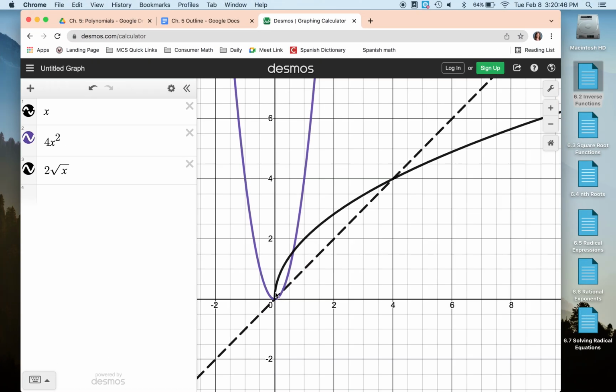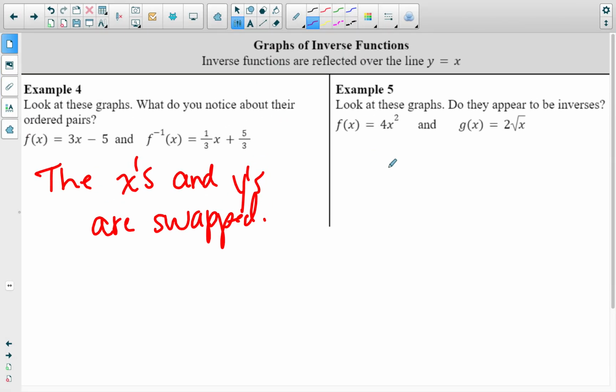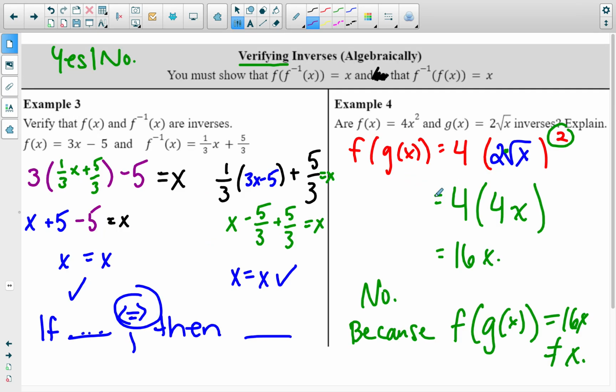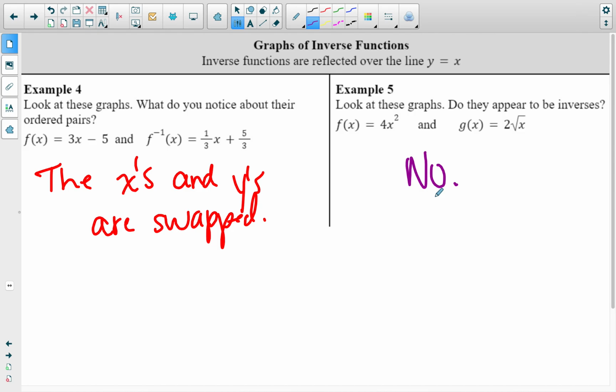Looking at their ordered pairs, if we want to test that, this parabola has the point 1, 4. Does our black graph have the point 4, 1? No, it doesn't, okay? So these are not inverses. And that backs up what we found here algebraically. We'll have more on these graphs in a bit.